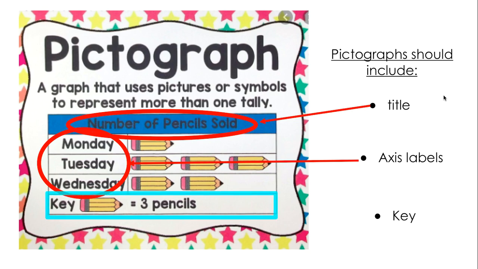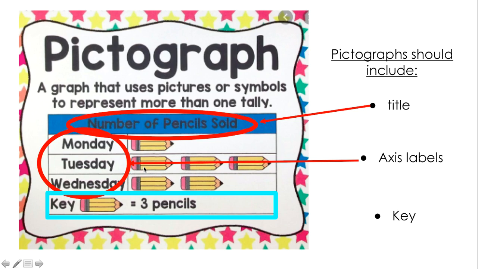And finally, a pictograph should always include a key. It tells you what a symbol or a picture represents. You have to be careful because it doesn't always represent one. So for this one, it's 3 pencils. So on Monday, they didn't just sell 1 pencil, they actually sold 3 pencils.